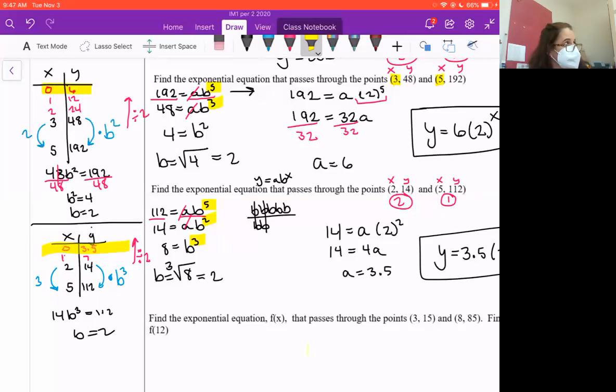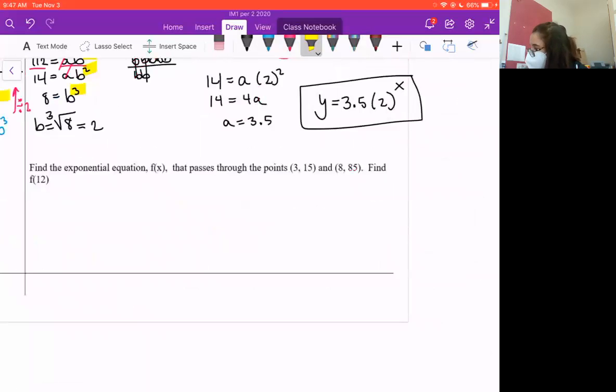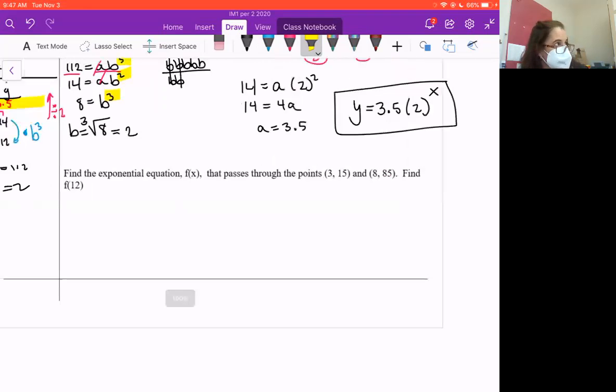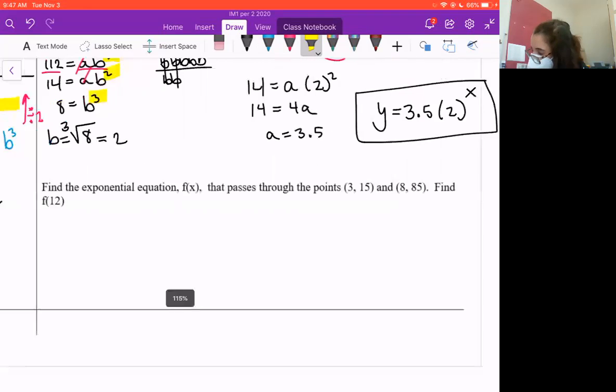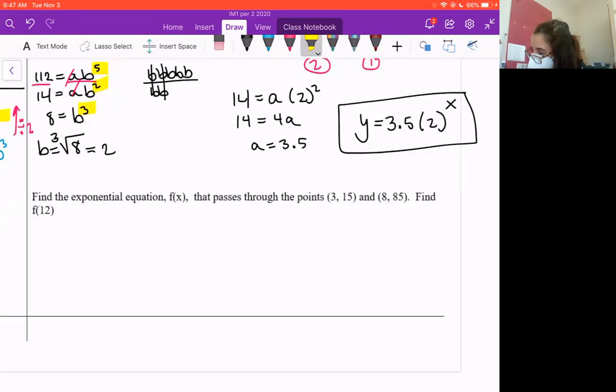Okay. Next one. This one, the B and the A don't come out as pretty. So I don't want you to always think that the A and the B are going to be really nice, pretty values. Like the last 2 problems, the B was 2, which, you know, is very pretty and easy to use. But on this one, we have 2 points, (3, 15).